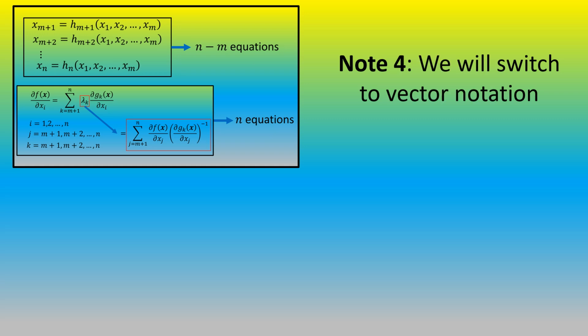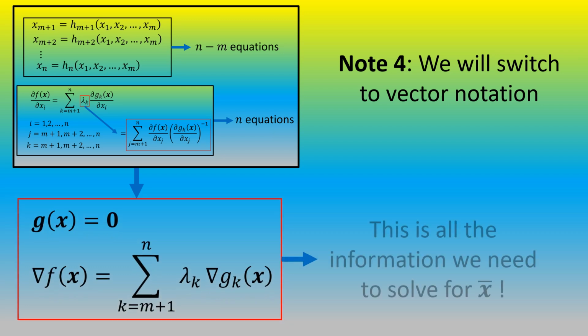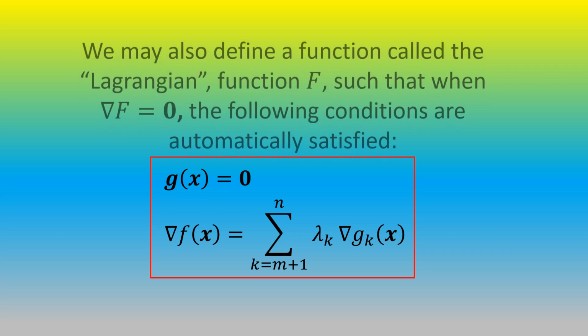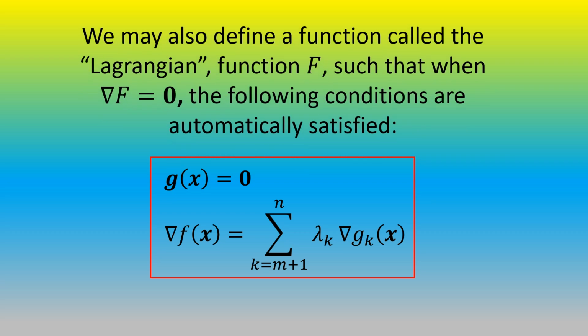So note 4, we will switch to vector notation. And so we have g of x is equal to 0, that's a constraint in the top box, and the gradient of f of x is equal to the summation of k is equal to m plus 1 all the way to n. We may also define a function called the Lagrangian, which we would call capital F, such that when the gradient of F is equal to the 0 vector, the following conditions are automatically satisfied, which were those two conditions that we need to solve for x bar.